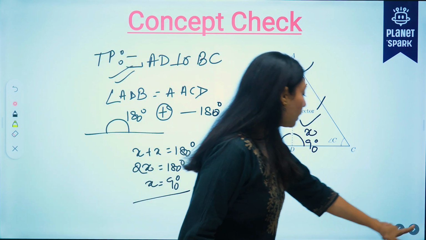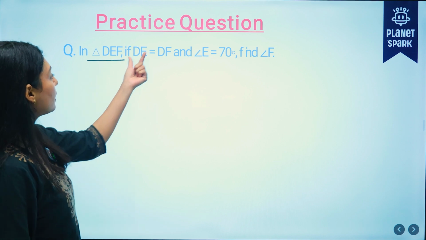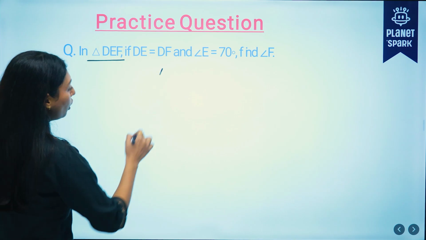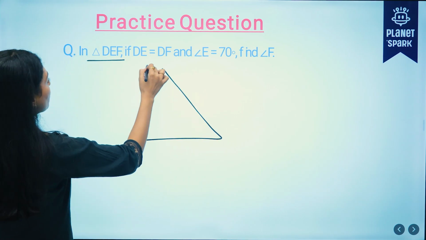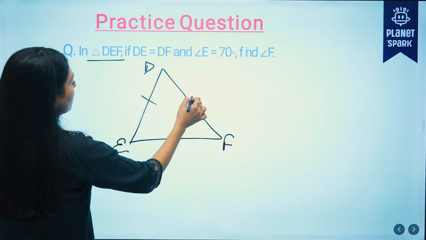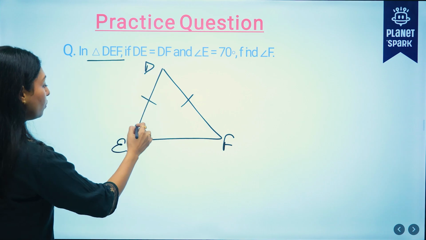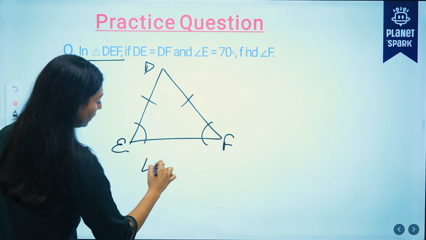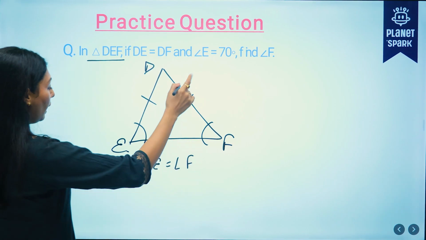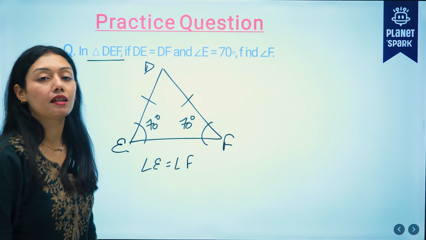Let's move to the next one, everybody. Now in triangle DEF, if DE is equal to DF, angle E is equal to 70 degrees, find angle F. First of all, let's draw the figure. What do we have? Triangle DEF. DE is equal to DF, right? Isosceles triangle. So what property can we use? Opposite angles are equal. So directly we can write angle E is equal to angle F. From the previous theorem, angle E is 70 degrees. So what will be the measure of angle F? 70 degrees.